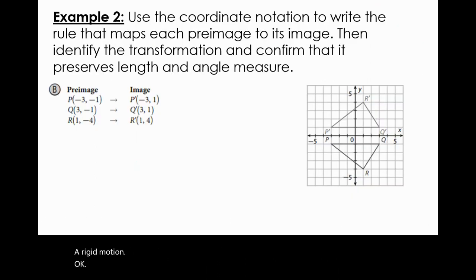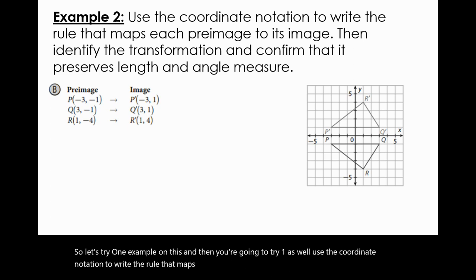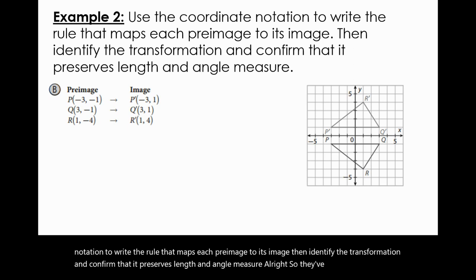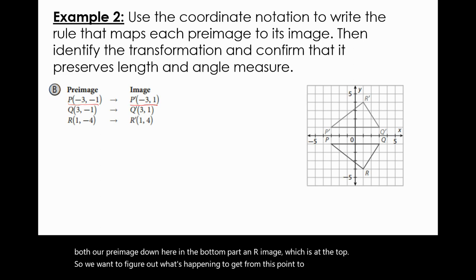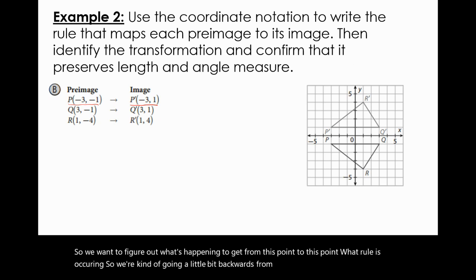So let's try one example on this, and then you're going to try one as well. Use the coordinate notation to write the rule that maps each pre-image to its image. Then identify the transformation and confirm that it preserves length and angle measure. All right, so they've already given us both our pre-image down here in the bottom part and our image, which is at the top. So we want to figure out what's happening to get from this point to this point. So what rule is occurring? So we're kind of going a little bit backwards from what we did in the first example.